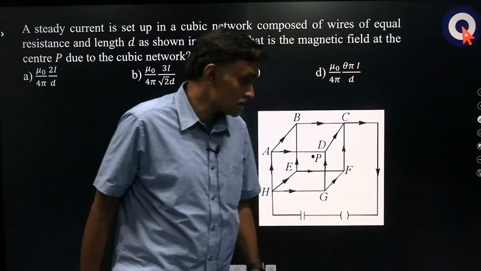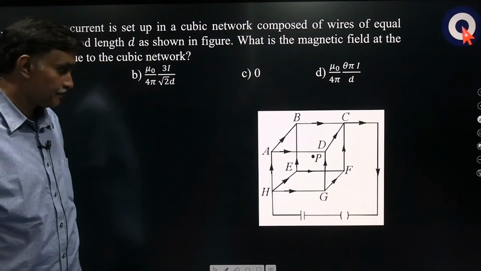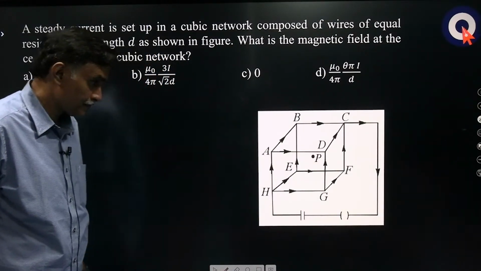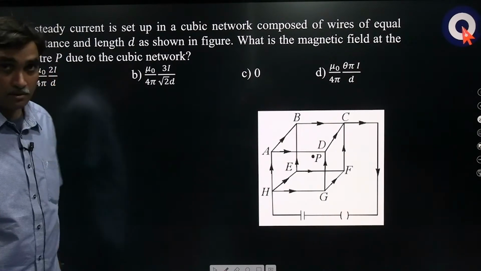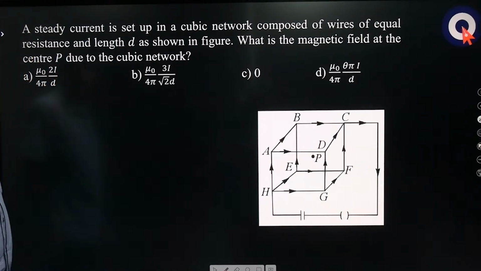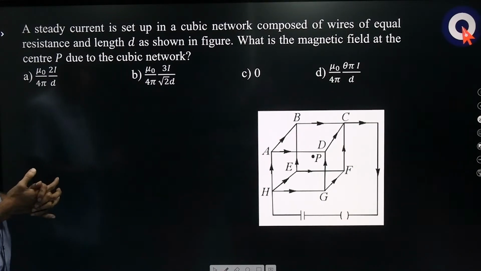So, today we discuss problems from electromagnetism. So, this is the first question. A steady current is set up in a cubic network composed of wires of equal resistance and length d as shown in the figure. What is the magnetic field at center P due to cubic network?